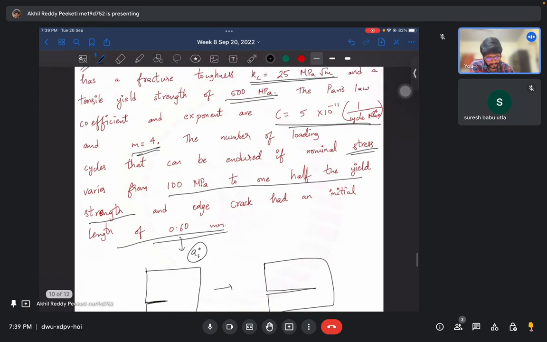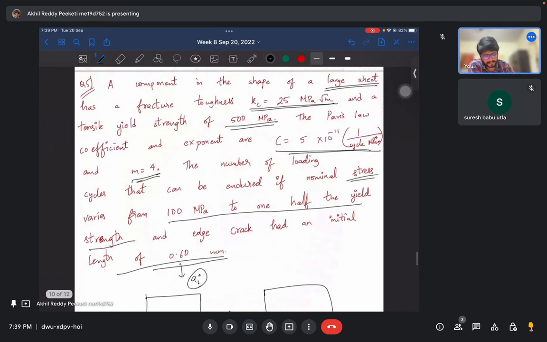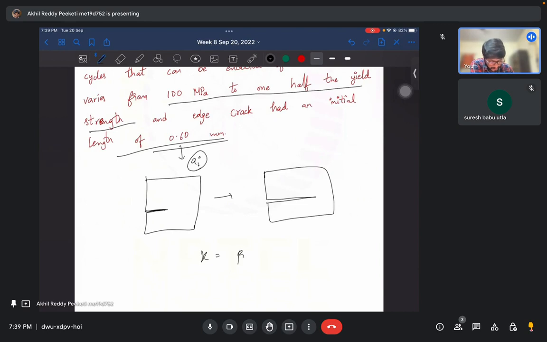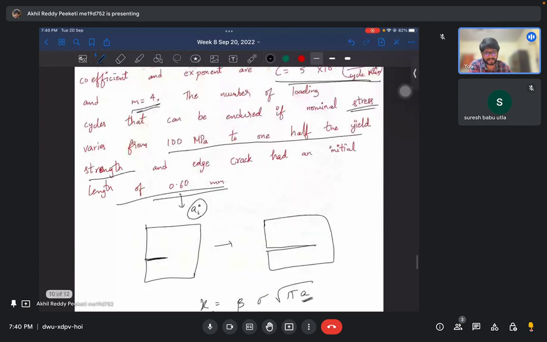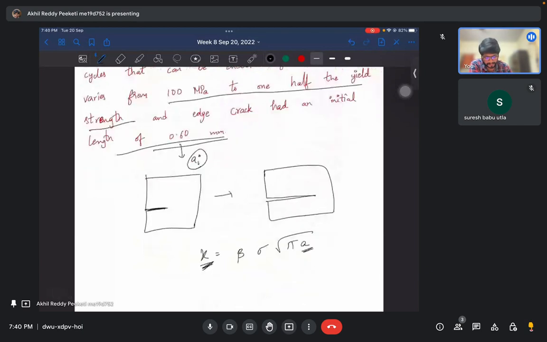Failure will happen when the fracture toughness value is reached. If you look at the stress intensity factor, K is beta sigma root pi a. If this equals the fracture toughness, then that is the failure. So we need to find what this a is, which corresponds to this failure, like the final crack length at the failure first. Then we need to see how many cycles it needs to go from the initial crack length to the failed crack length.